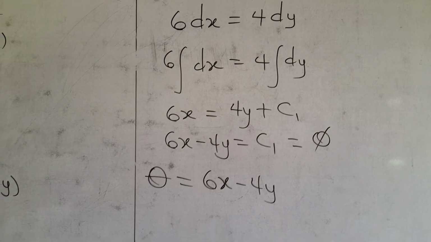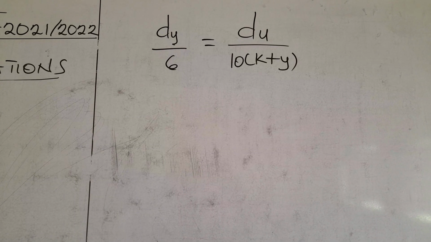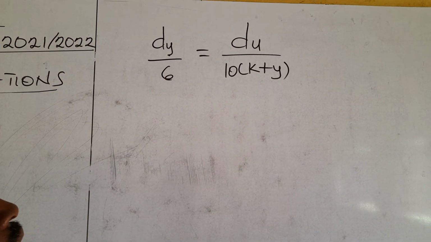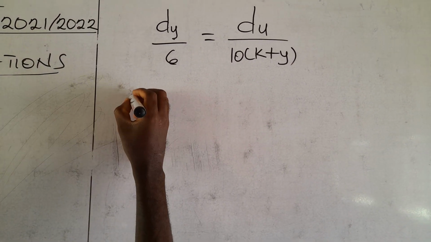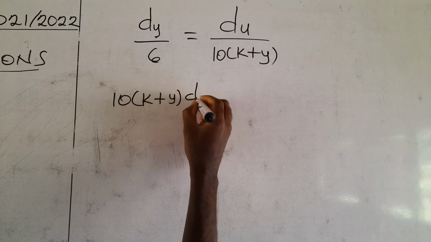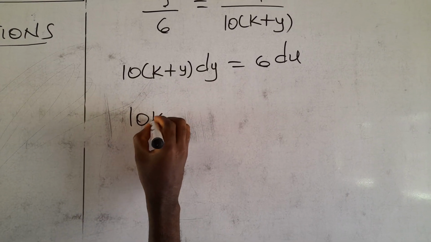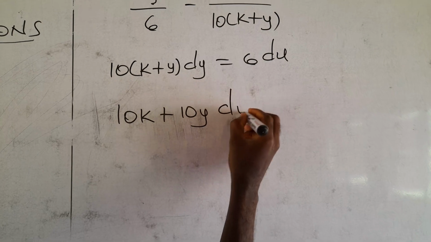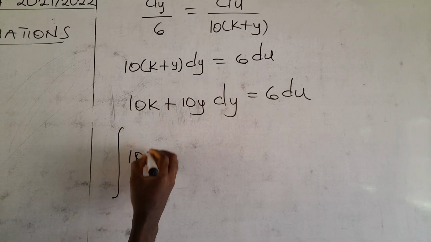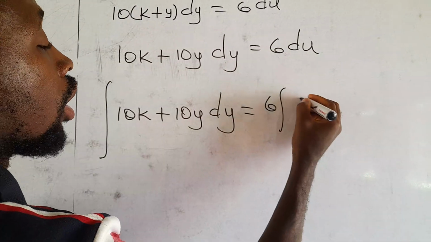Now the next step is to find the second constant, φ, and we get that by equating dy over 6 to du over 10(k + y). Then we cross multiply again. We get 10(k + y) dy = 6 du. We can expand this, so we get (10k + 10y) dy = 6 du. We integrate both sides, so we find ∫(10k + 10y) dy = 6 ∫du.